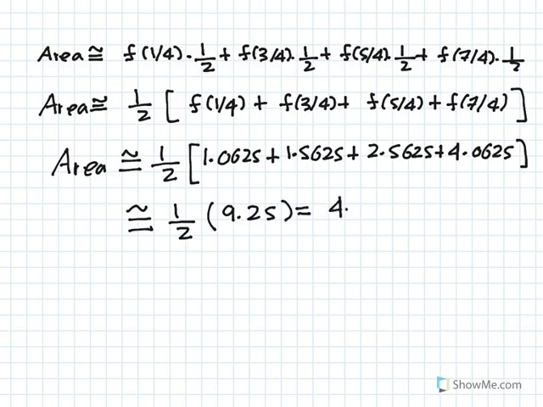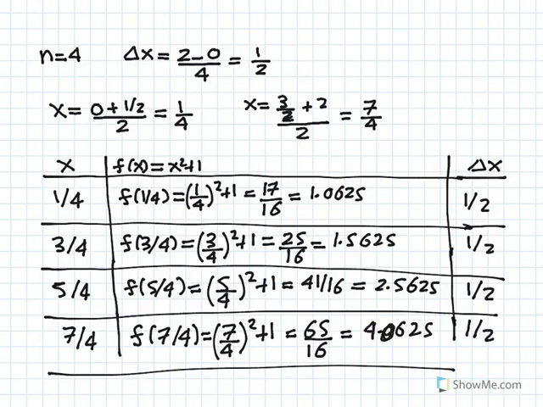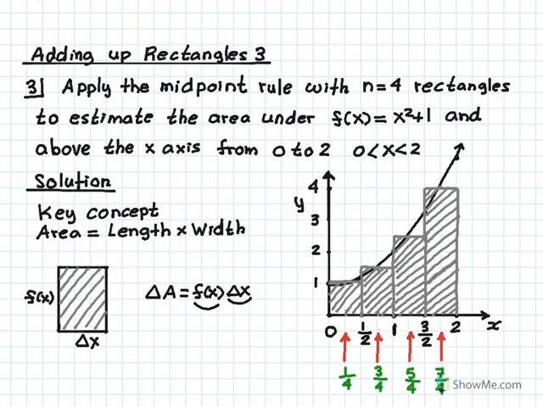That's equal to 4.625. So we've approximated the area below the function f of x equals x squared plus 1 and above the x-axis to be 4.625, applying the midpoint rule with n equals 4 rectangles. If we go back to the drawing on page 1, you will see that the midpoint rule is actually better than the right-hand rule or the left-hand rule, because the part of a rectangle that's above the curve balances out the part of the rectangle that's below the curve. So it is a better estimate of the area under the curve.